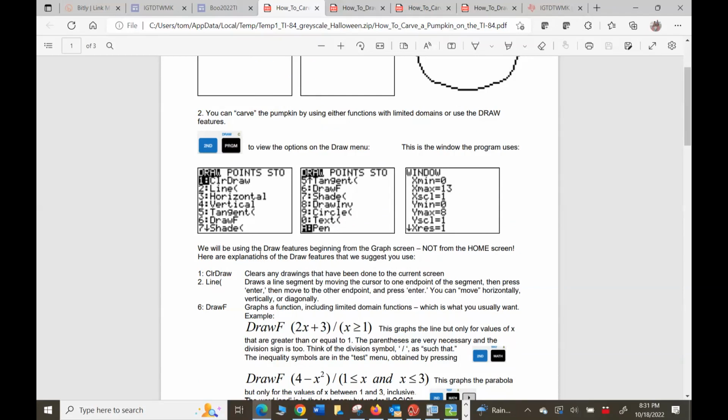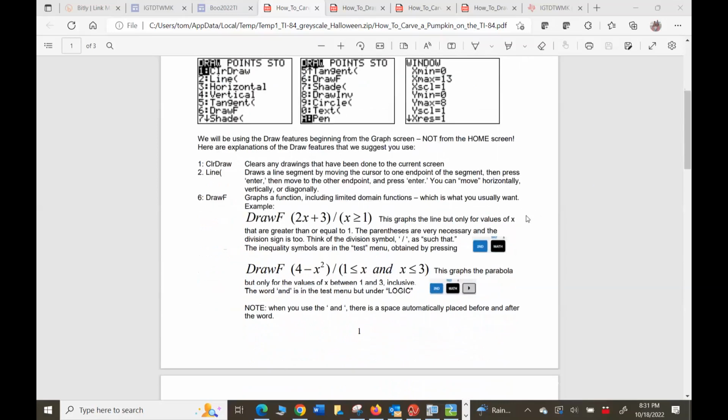And again, I like to be square just so that things are proportional as they should be. One of the things I want to make sure you understand when you're using the draw features is that you want to begin from the graph screen. You do not want to begin from the home screen. That's something completely different. The directions say that, and you'll see as you try this. So here are some explanations of the draw features that we suggest you use. If you're familiar with them, I apologize for pointing this out to you. If you're not, then you might want to study these a little bit.